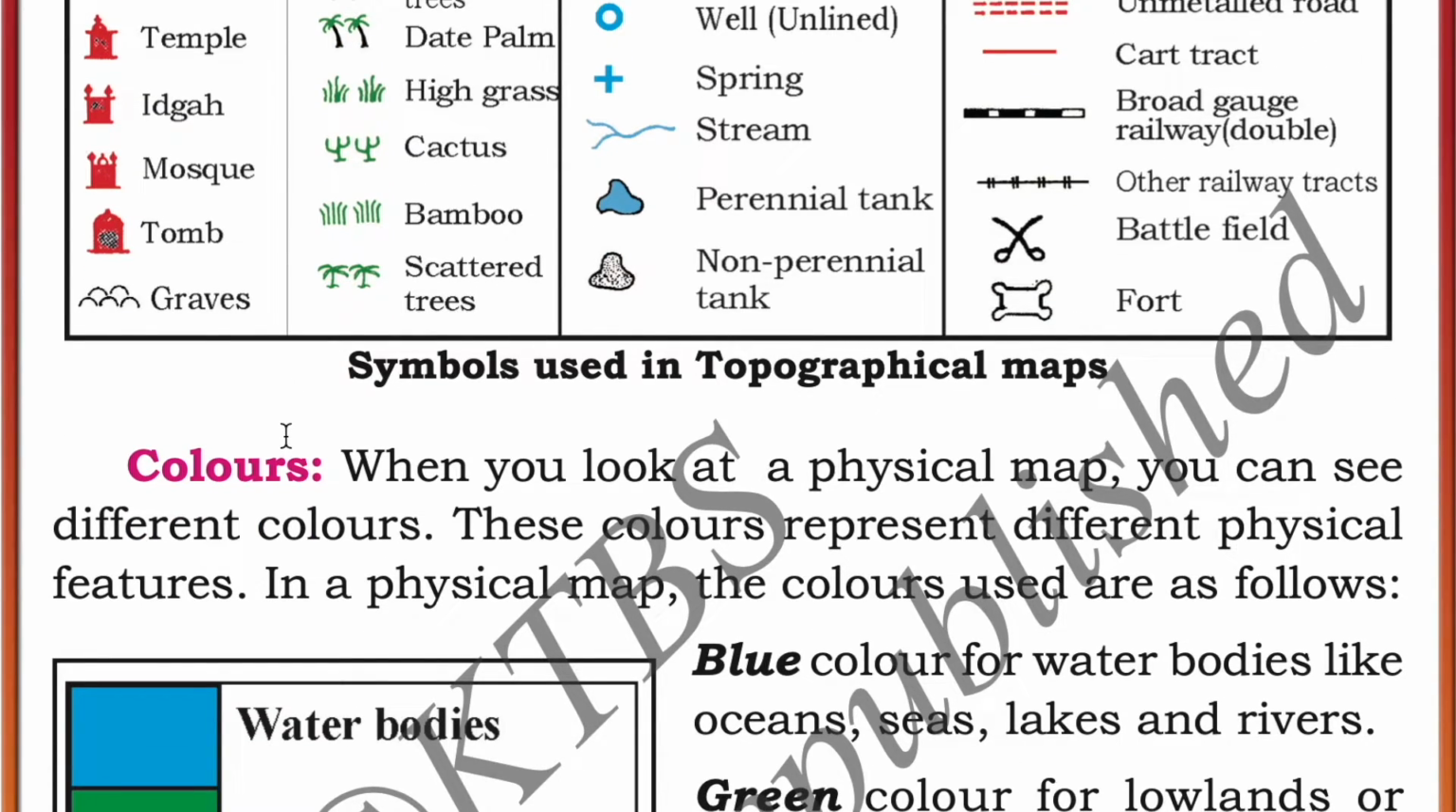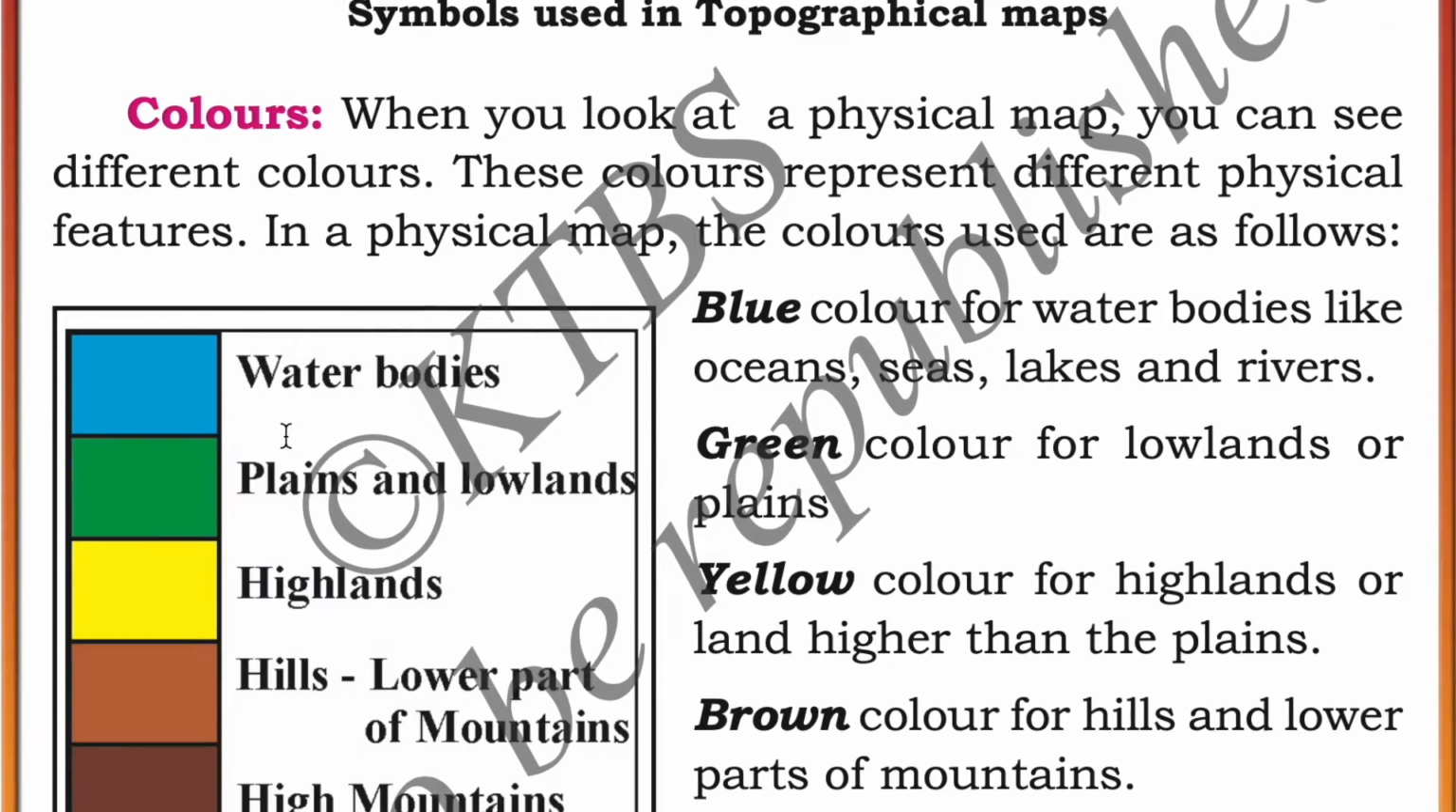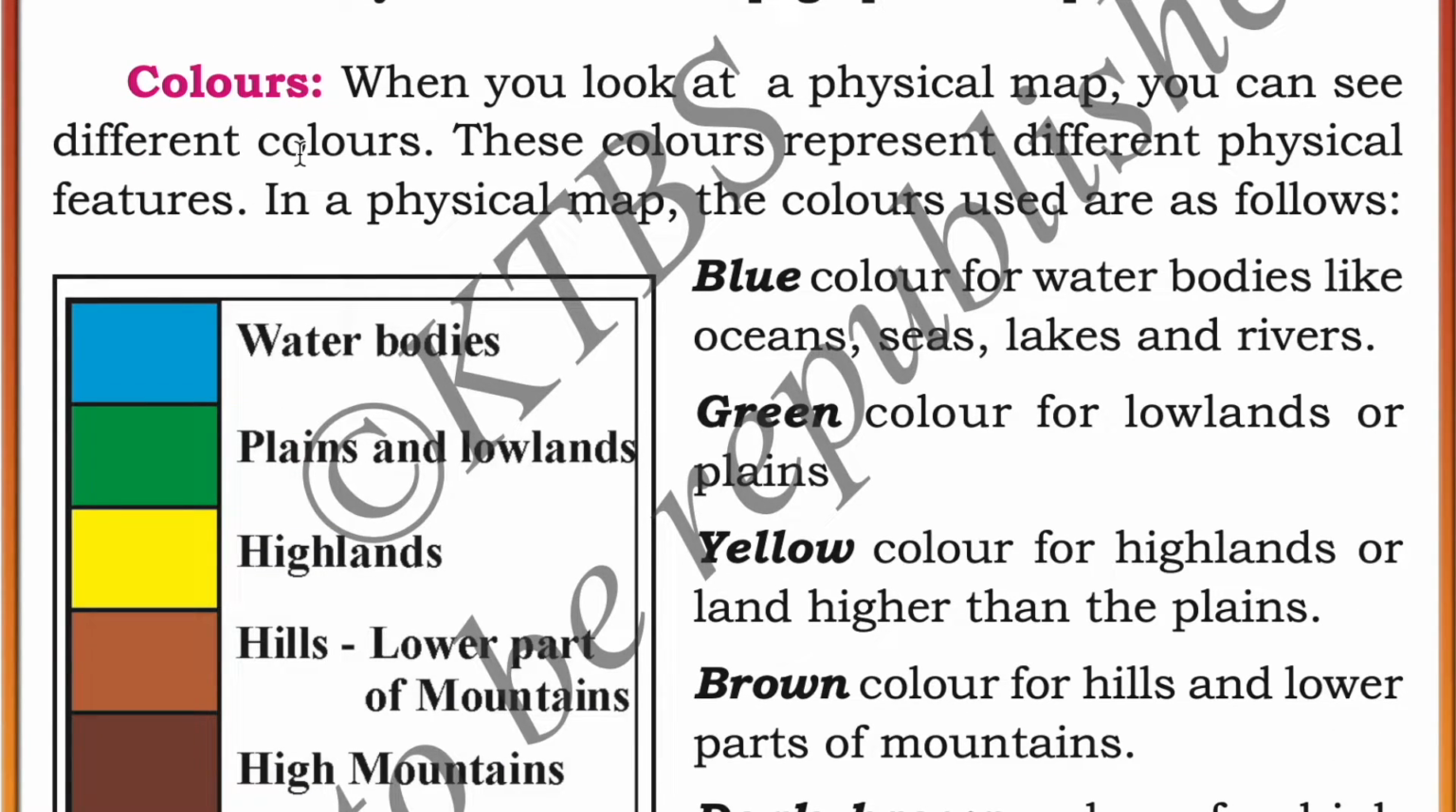Each symbol has different features to it. For example, colors. The colors assigned to each symbol need to be intuitive. Because we have been representing water blue, it makes sense to use blue color for water bodies. And because plains and lowlands are usually covered by plants and grass, it makes sense to represent them using green color. Okay, so when you look at a physical map, you can see different colors.